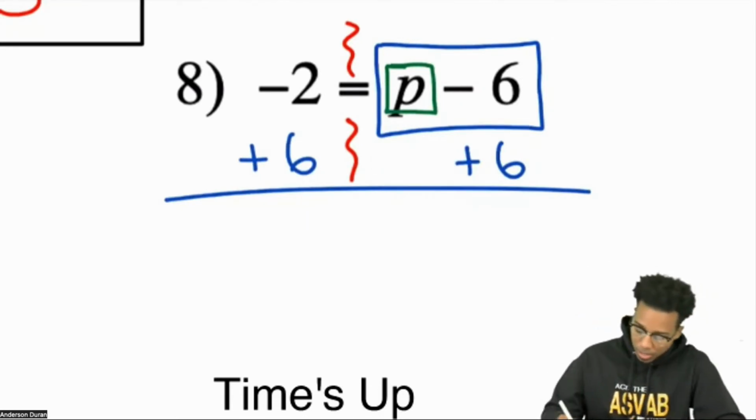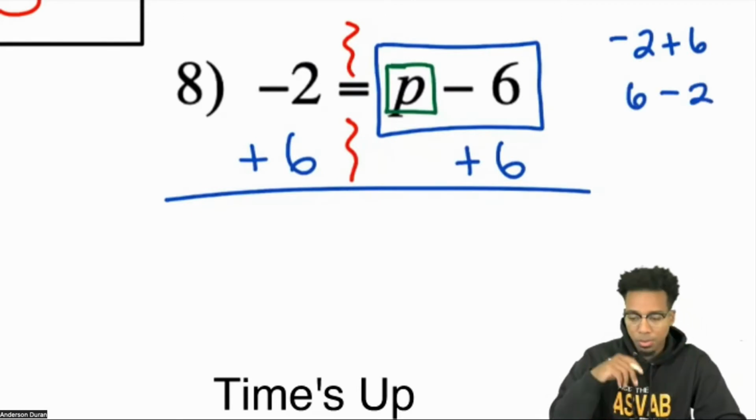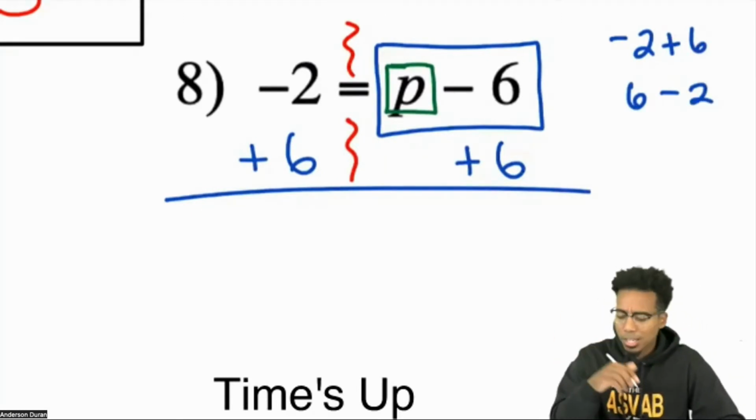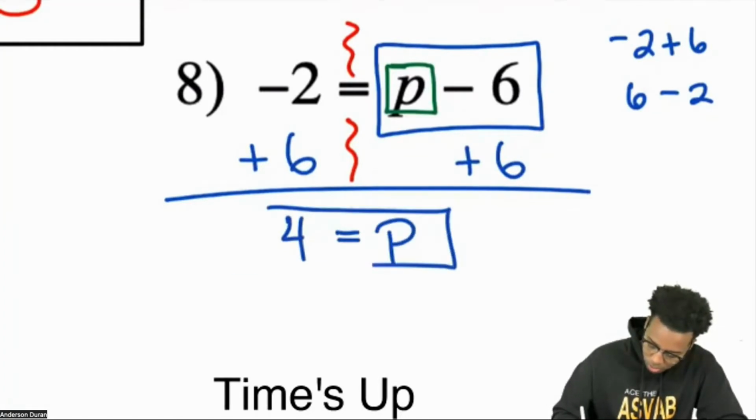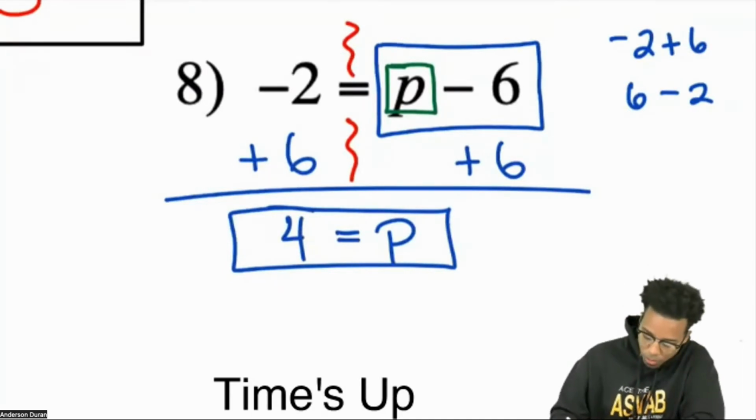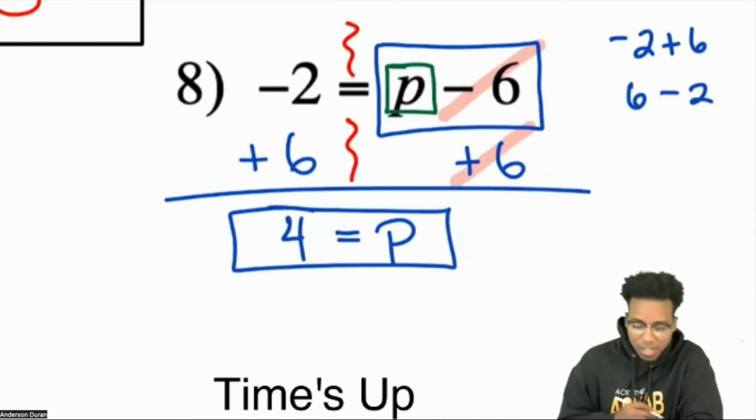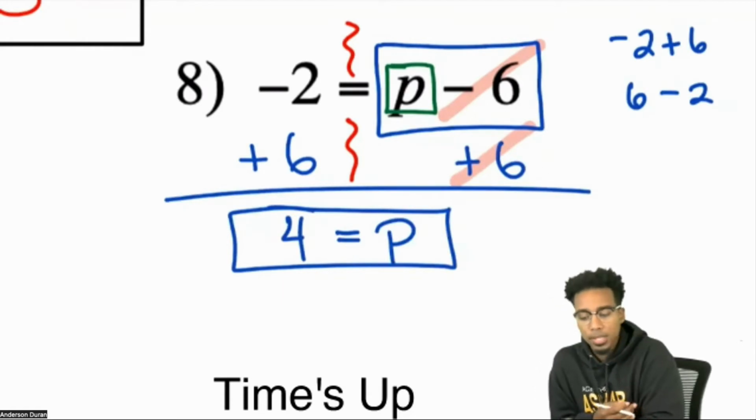And remember, everybody, -2 plus 6 is the same thing as saying 6 minus 2. 6 minus 2 is 4. So we get 4 equals P. Yep, and thank you. Don't forget to cancel right there. -6 and +6 cancels out, and that's what gives you that 4. Appreciate you, Mario. Exactly.